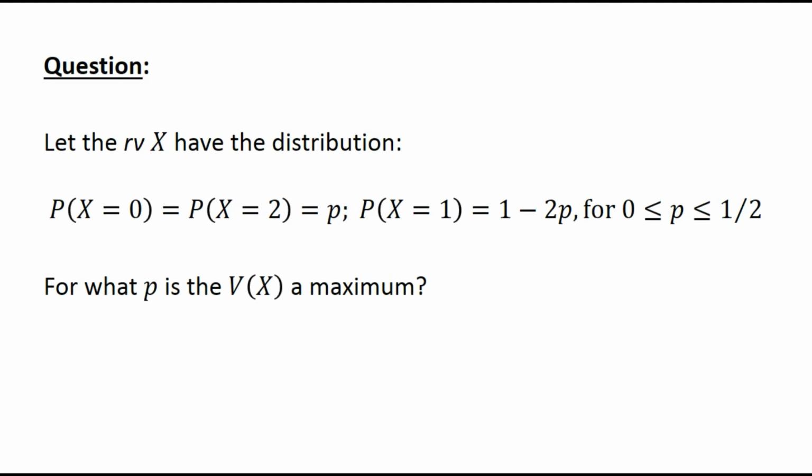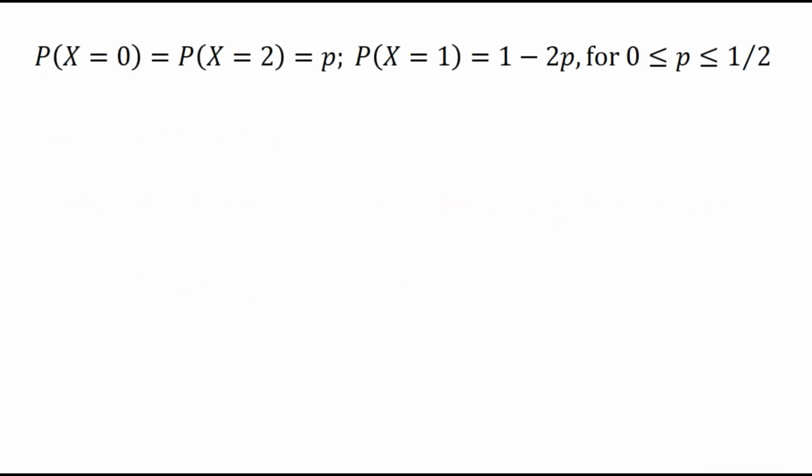Now let's solve this question. Let the random variable x have the distribution as given in this form. For what value of p is the variance of x a maximum? So here we have this distribution. Let's first calculate the expected value of x.